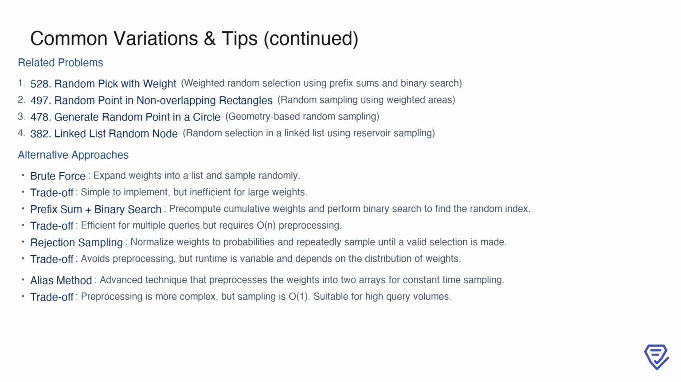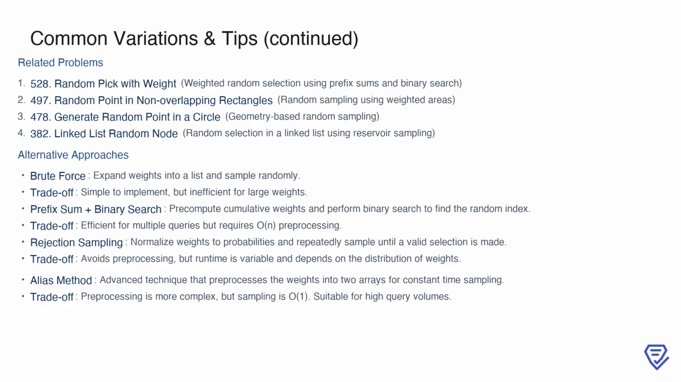Regarding alternative approaches, brute force is the simplest to implement. It involves expanding weights into a list and sampling randomly. However, it's inefficient for large inputs due to high memory and time costs. A better approach is to use a prefix sum combined with binary search. By pre-computing the cumulative weights, you can achieve efficient querying, though there's an upfront O(n) pre-processing cost.